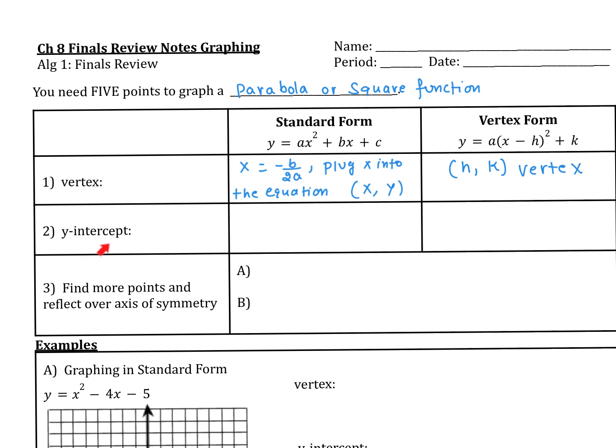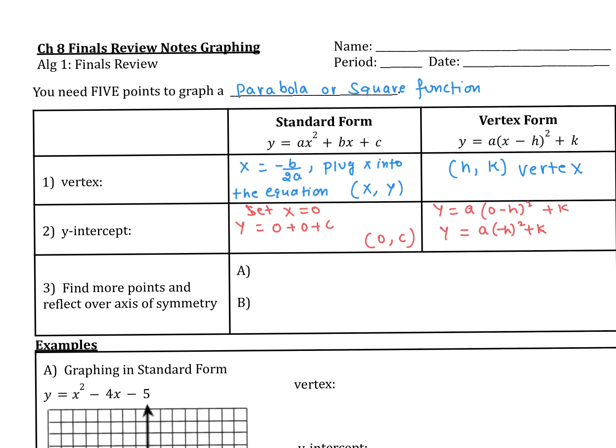For number 2, you find the y-intercept. From the algebra, if you want to find the y-intercept, you set the x equals 0. If you set x equals 0, it means that you have 0 plus 0 plus c. So the y-intercept is 0 comma c, or just c. Similarly, for this form, when you set the x equals 0, the y-intercept is whatever the value you got from here.